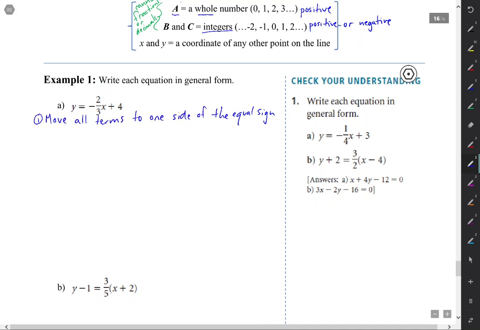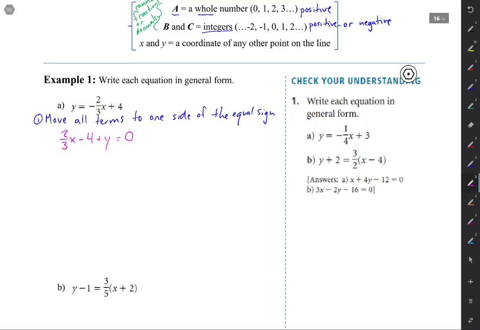Whenever you move a term to the other side of the equal sign, the only thing that changes is the sign in front of it. It switches. So this term here will become plus 2 over 3x. So I'm going to put that down. And then the plus 4 is going to become minus 4. So I'm going to put minus 4. And then the y is there as well, so I'm just going to put plus y because we didn't move that at all, so it still stays positive. And then we're going to have equals 0 because there's nothing left on the other side of the equal sign.